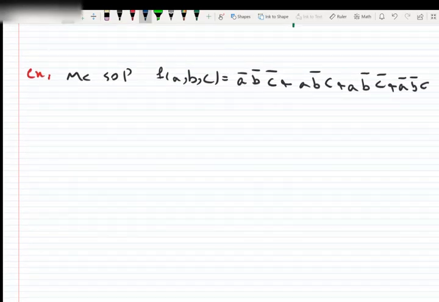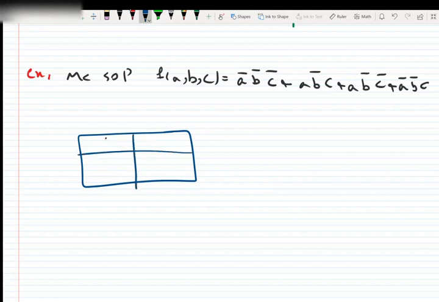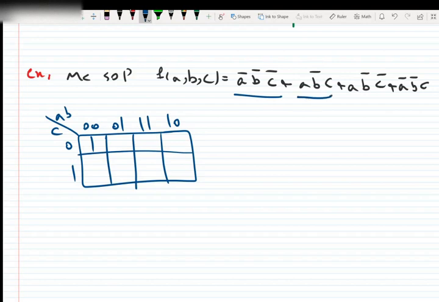Okay, so let's create the K-map. It's three variables, eight cells. So it's A, B, C, 0, 1, 0, 0, 0, 1, 1, 1, 1, 0. Which cell? Okay, A 0, B 0, C 0 is here. A 1, B 0, C 1 is here. A 1, B 0, C 0 is here. A 0, B 0, C 1 is here. Okay, we want to find the simplified version of this group.